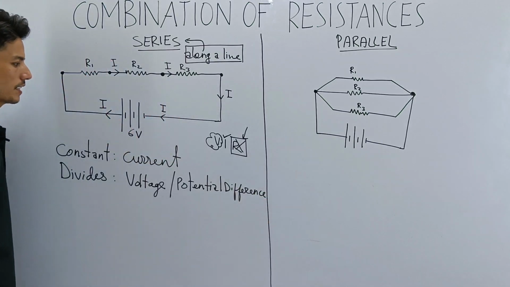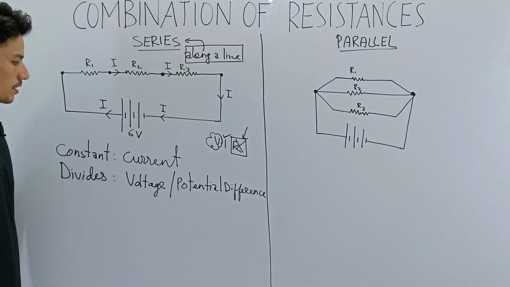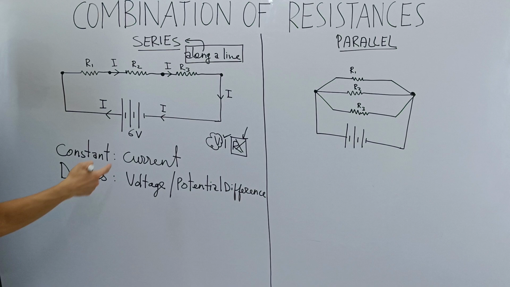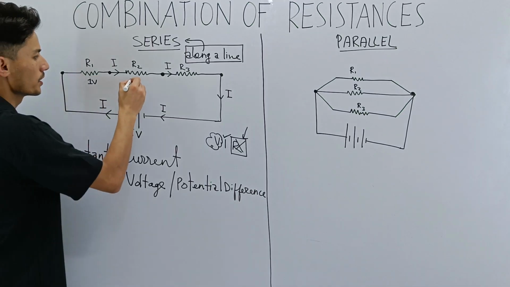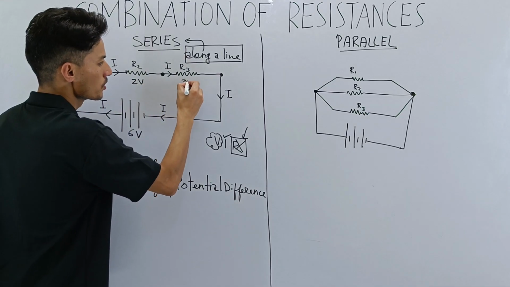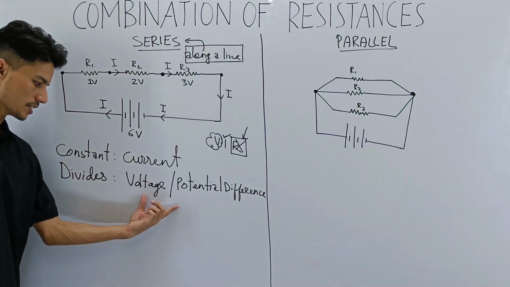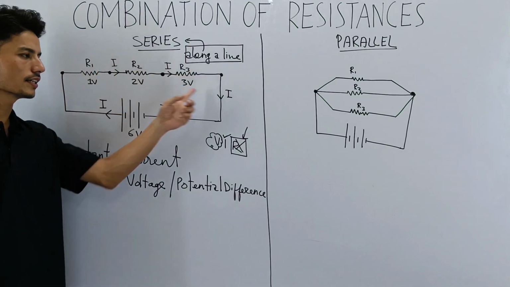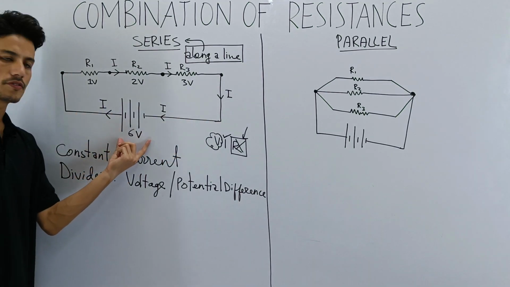So potential difference is different across R1, across R2, across R3. Here I have given you the potential difference which the battery is giving. Okay, it's 6 volt. But since potential difference will be divided, we can assume that here it is 1 volt, here it is 2 volt, and here it is 3 volt. Potential difference, voltage, gets divided. Current remains constant. So current does not get divided. The same current will flow throughout the system, whereas potential difference gets divided.